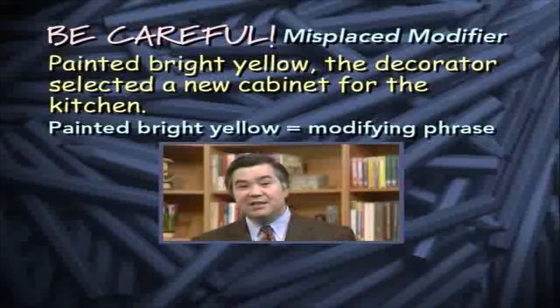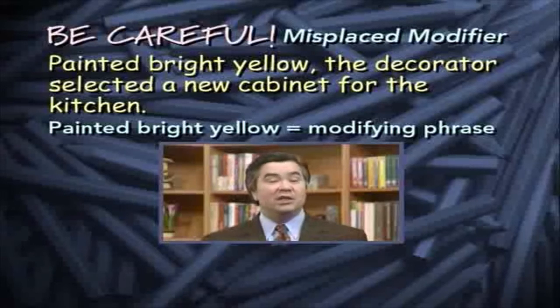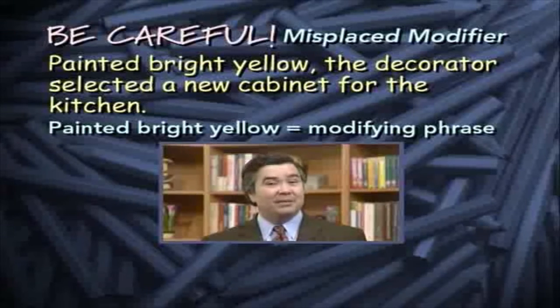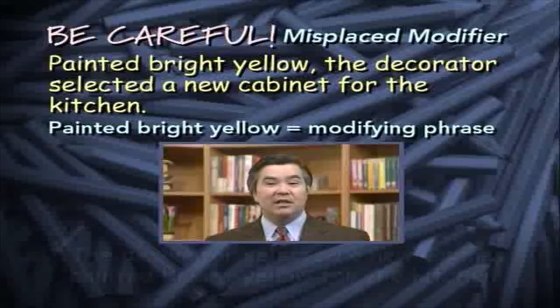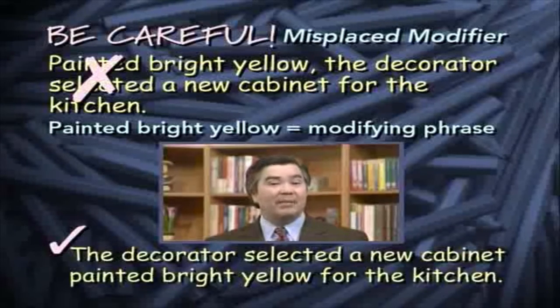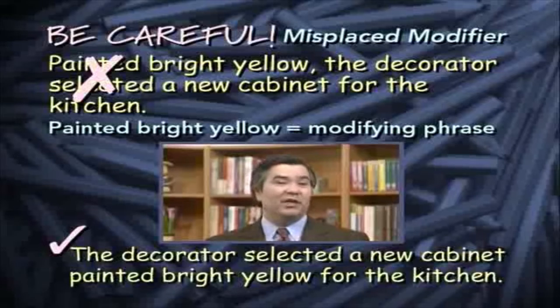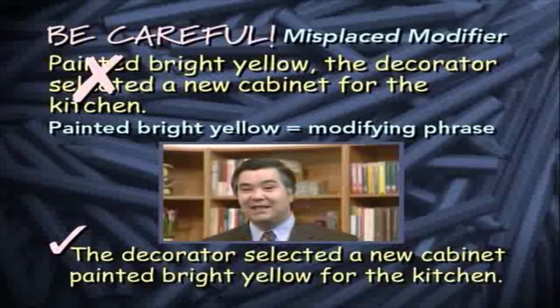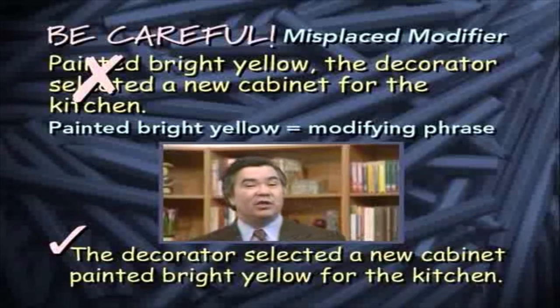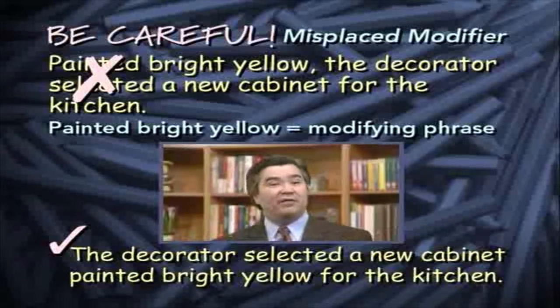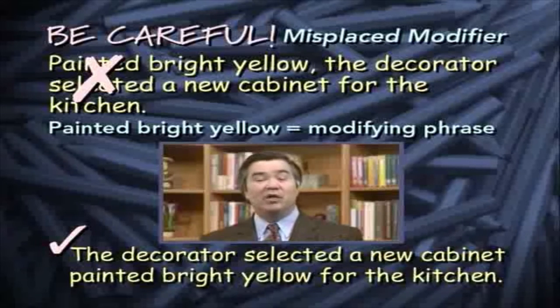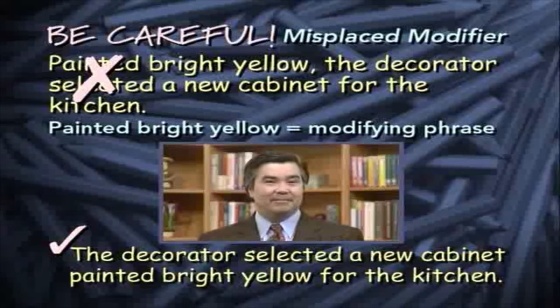So to correct this sentence, we would want to move the words "painted bright yellow" and put them next to the cabinet. The sentence could then read, "The decorator selected a new cabinet painted bright yellow for the kitchen." And that would be a simple, easy, and perfectly correct way of rewriting this sentence. So the normal solution for a misplaced modifier is simply to move the modifier so that it is next to what it's supposed to be modifying.